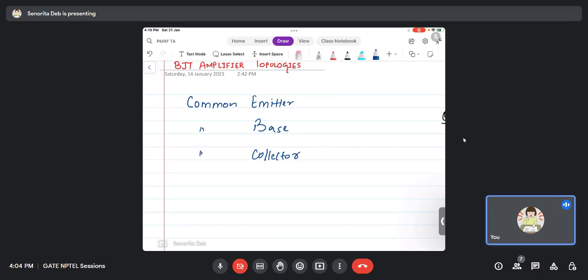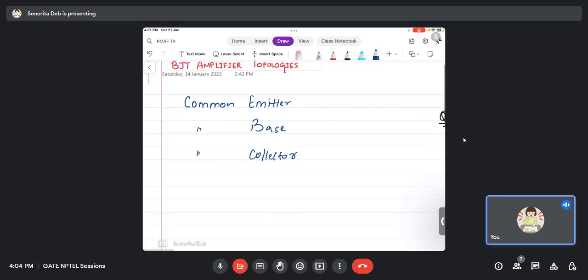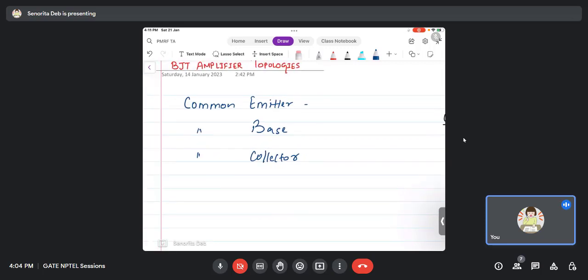What defines it is, if you ground the emitter, you can say that the input and output are not from the emitter. Okay, so basically the emitter is the common part. So emitter is common, that is why it is called common emitter. So neither the input nor the output should be from the emitter.